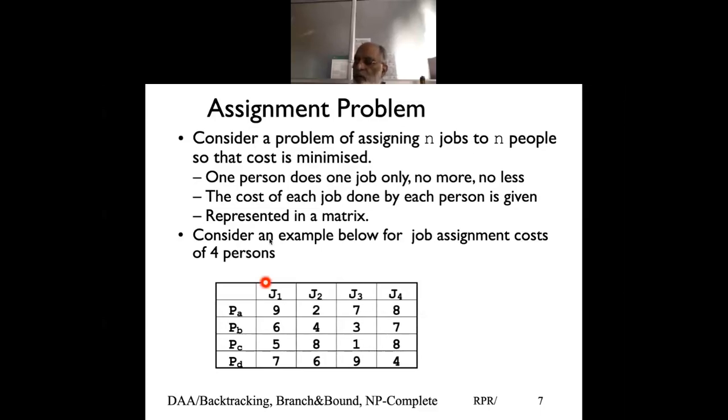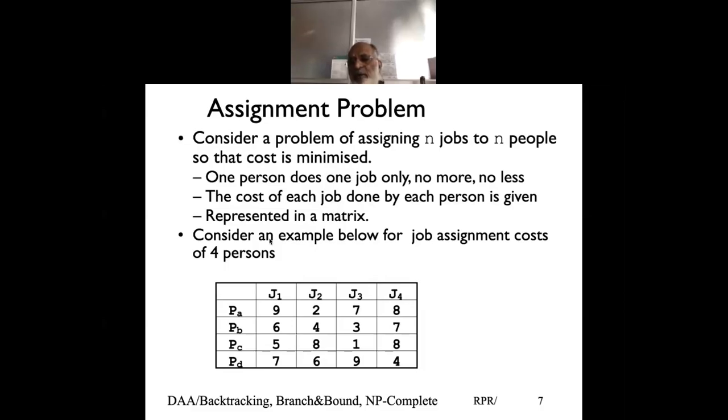Now you have four jobs, you have four persons. For each person, for each job, the cost is given in a matrix. Now the assignment problem is to find a combination such that we can do it with minimal cost.